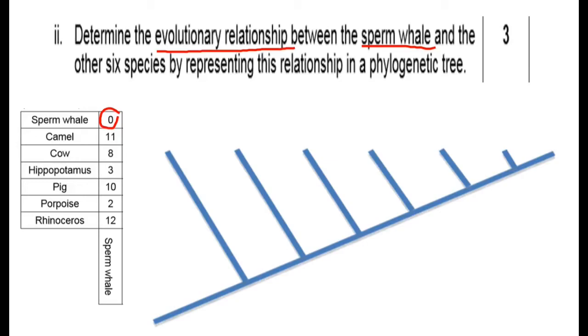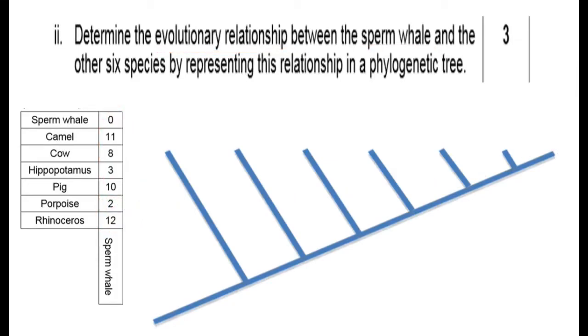You remember the basic principle is the following. If there are fewer differences, then they're more closely related. So these numbers here are the differences in terms of nucleotides for the sequences of all these species. So we need to simply find the smallest number, which in this case is 2. So the closest species to the sperm whale amongst this list of species is the porpoise.